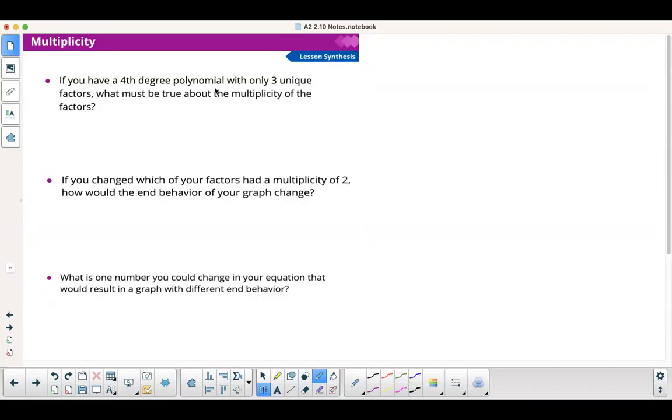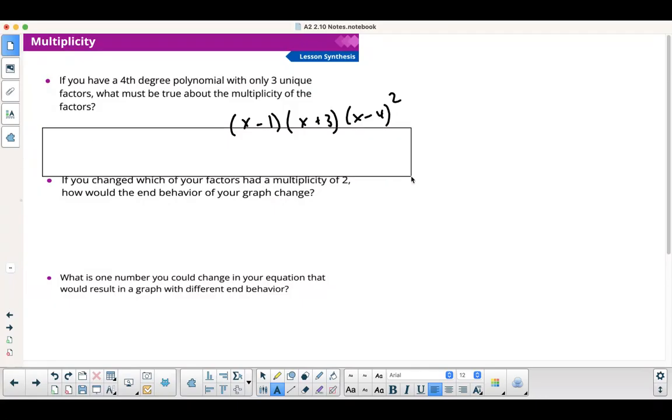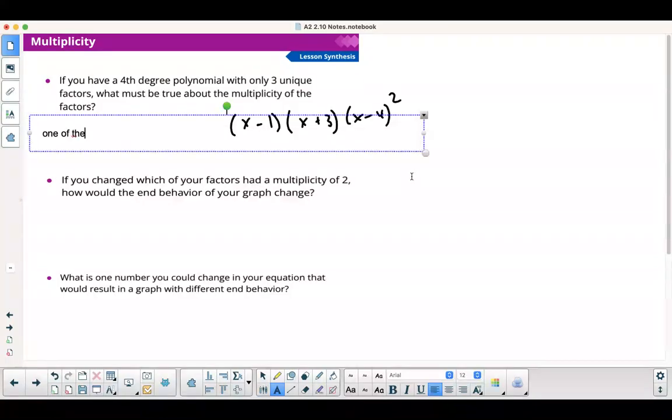We have a 4th degree polynomial with only 3 unique factors. What must be true about the multiplicity of the factors? So you've got 3 unique factors, but your degree is 4. One of these is going to have to be squared. So what must be true? I would say one of the factors must have a multiplicity of 2.